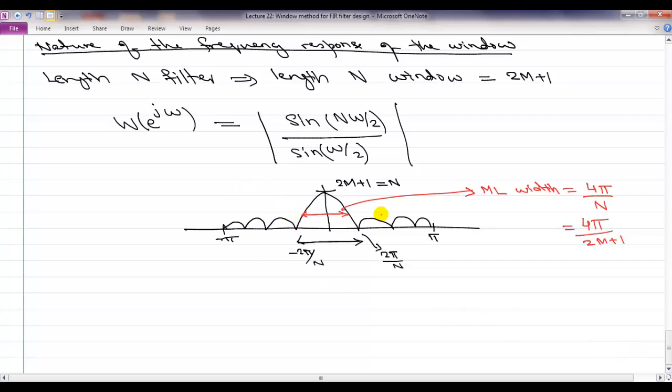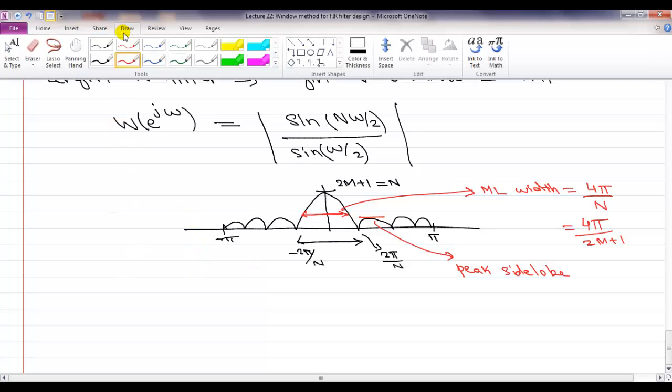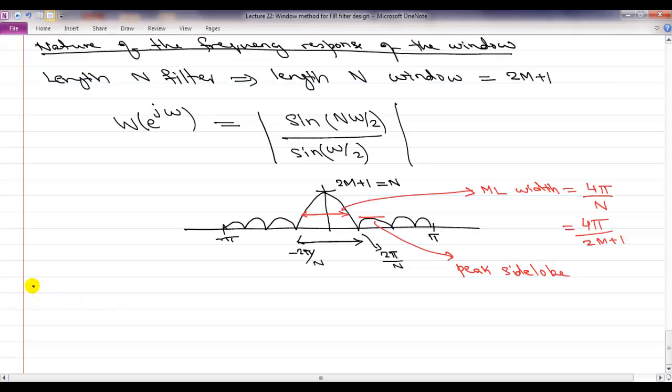Okay. Now, in most cases, there is one side lobe which is the highest. So in the rectangular window, the first side lobe is the highest. This is called the peak side lobe. Okay. And there are different effects of the main lobe width and the peak side lobe height. Okay. So let's try to understand that. So your ideal filter, so what effects does windowing have?